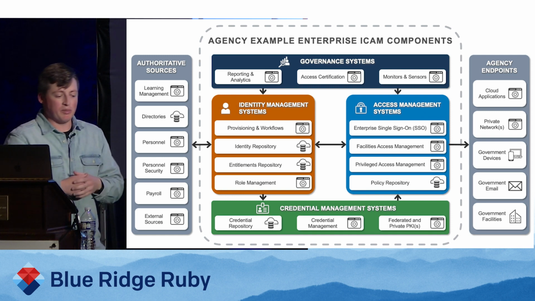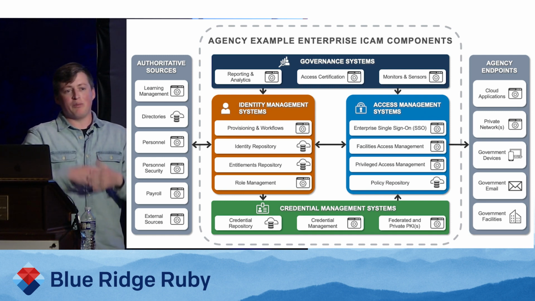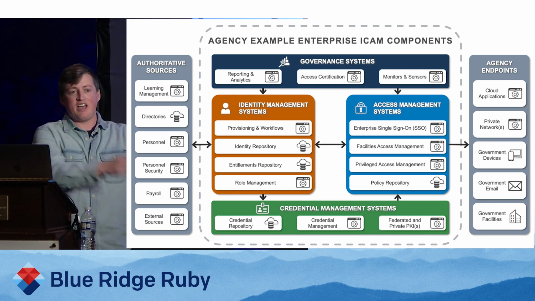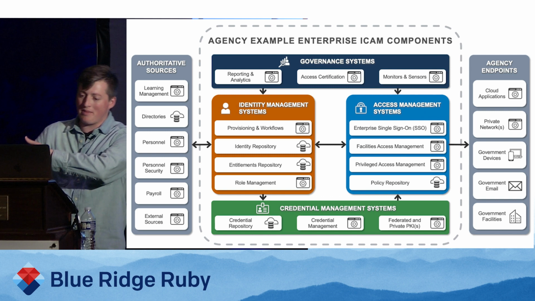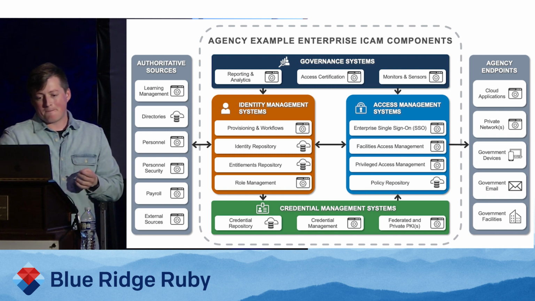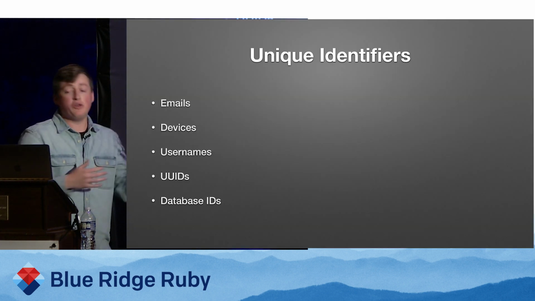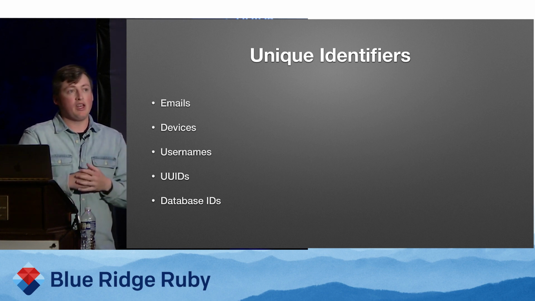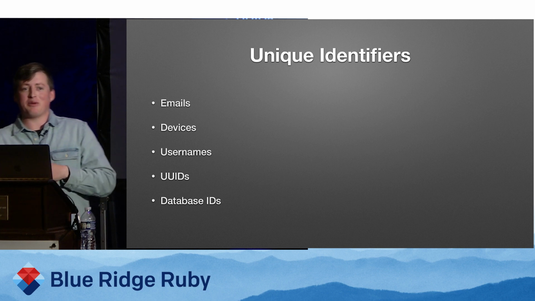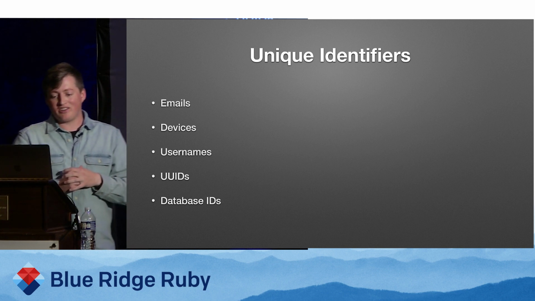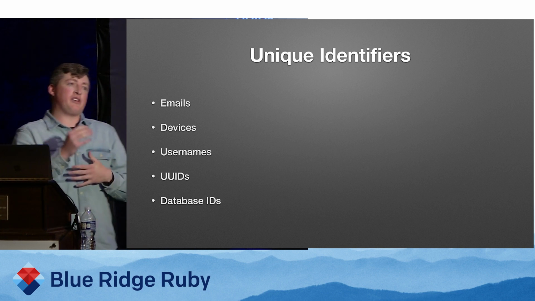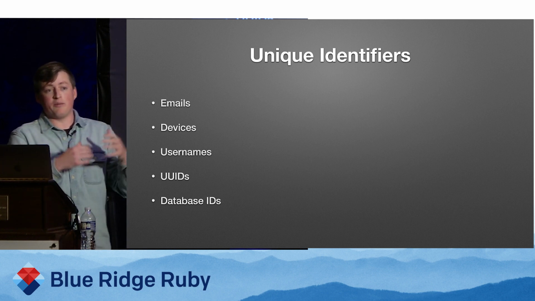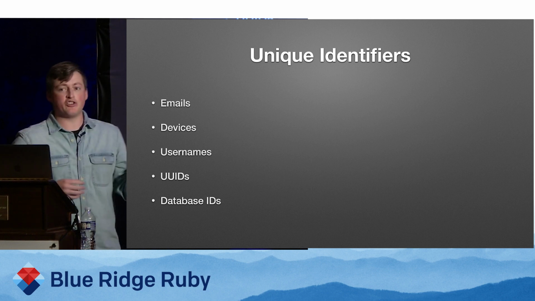I give attributes to employees. I build rules about access. They can access cloud application A. They can't access on-prem application B. And some of the unique identifiers that we give to our users are things like emails. If you're really fancy these days, maybe you're using passkeys with devices. Maybe you're allowing your users to generate a unique username, or you're generating IDs for them using UIDs or an integer database ID.